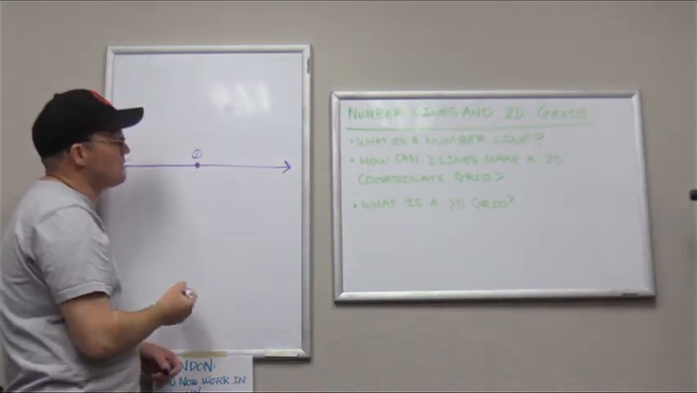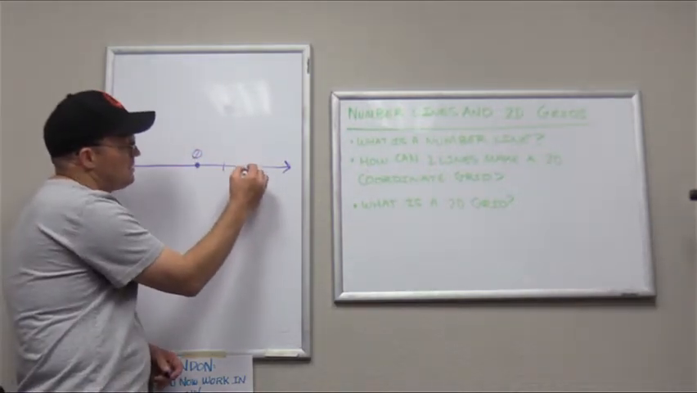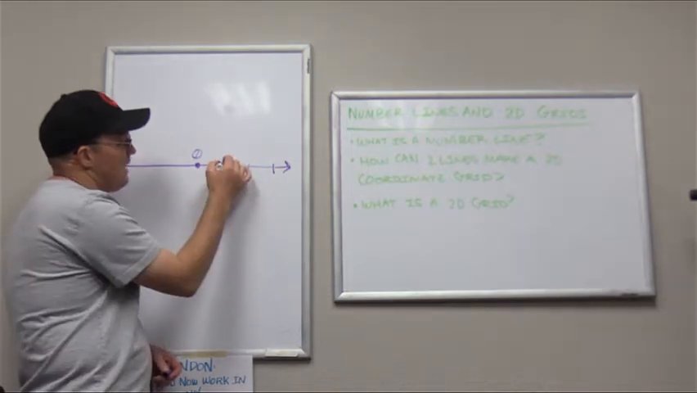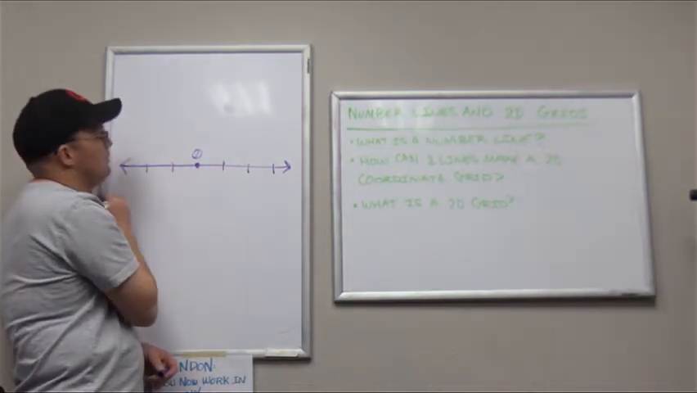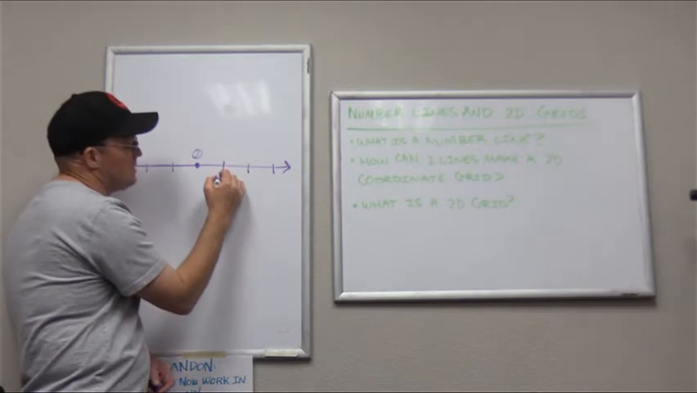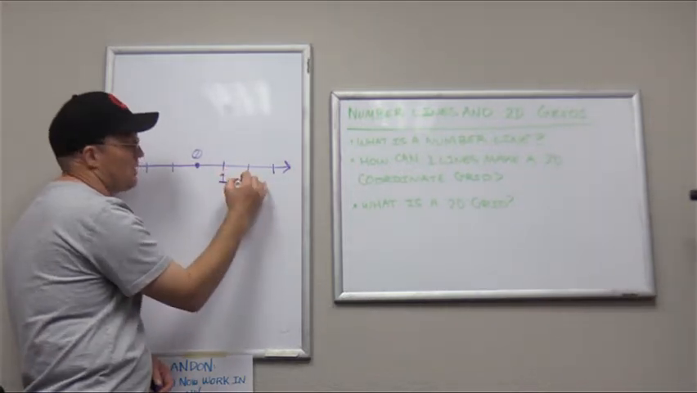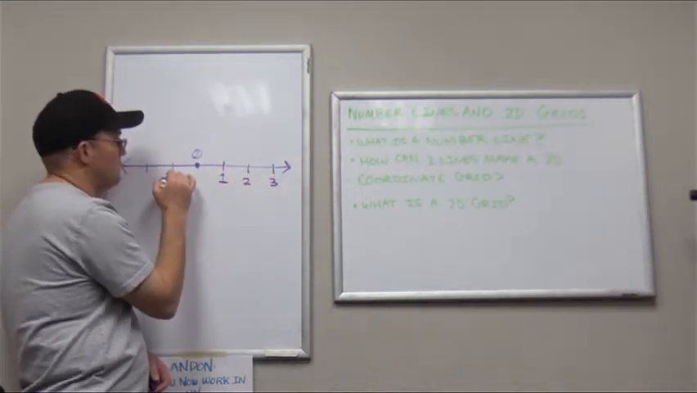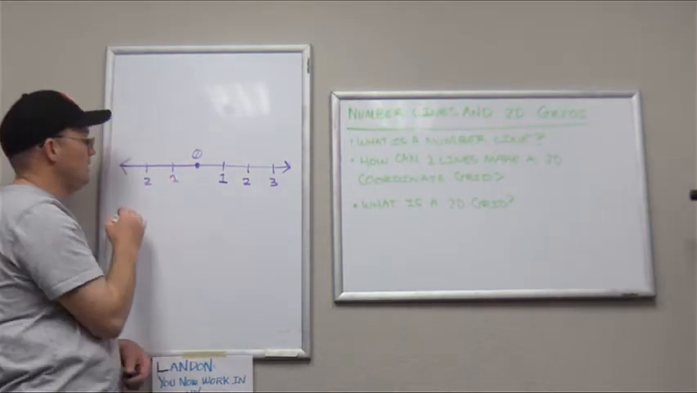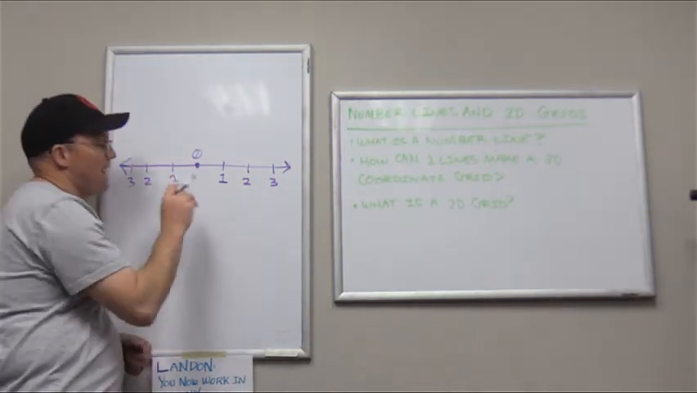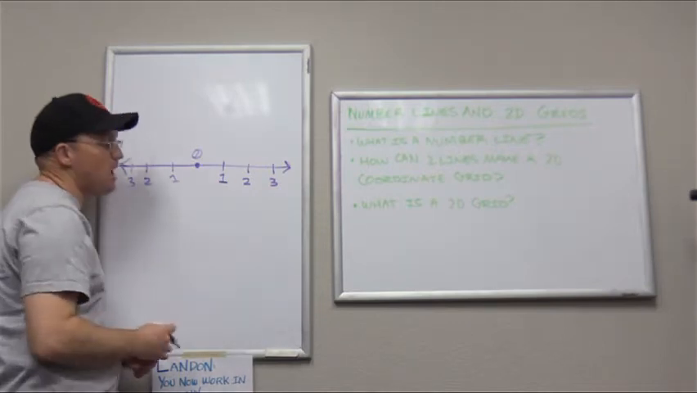Okay, so the number line starts at 0, and then you have ticks, and typically at each tick is a whole number or an integer. We talked about those in another video. 1, 2, 3, and 1, 2, 3 in the other direction. And that number line goes on forever. And then you can plot numbers on a number line.